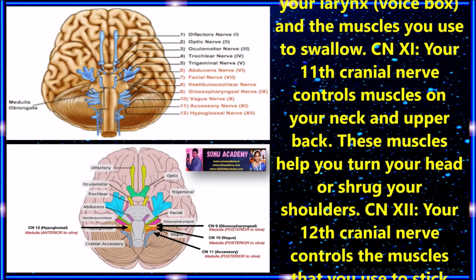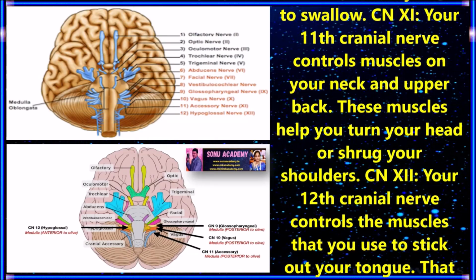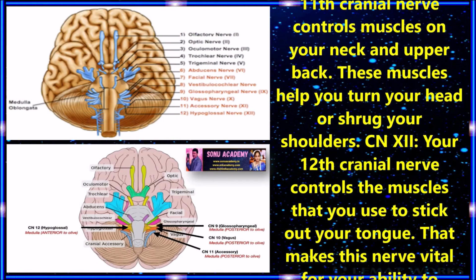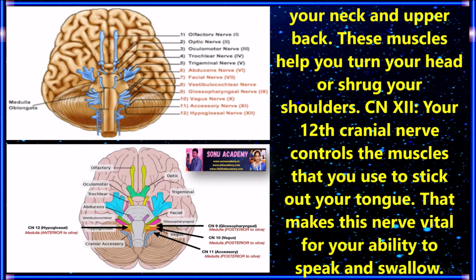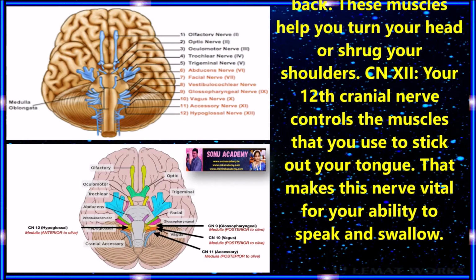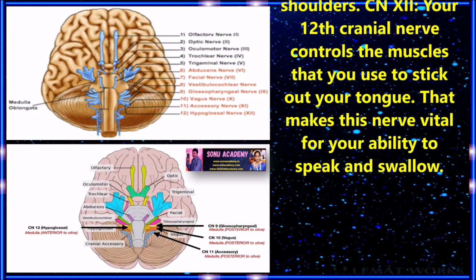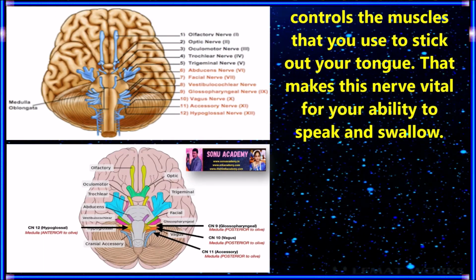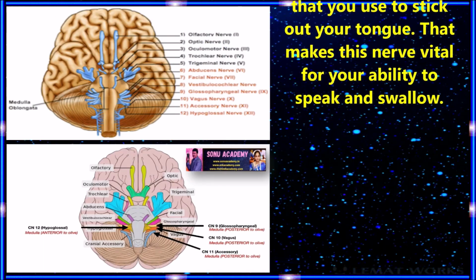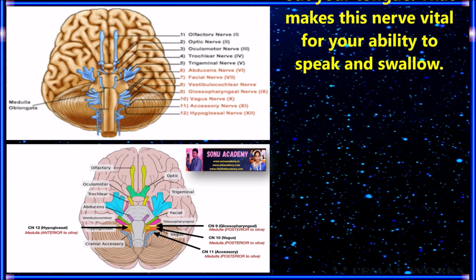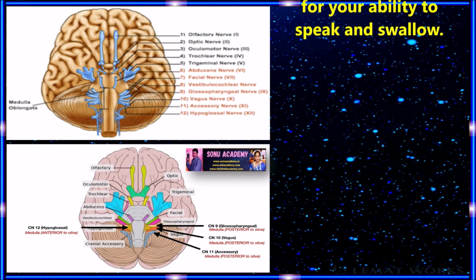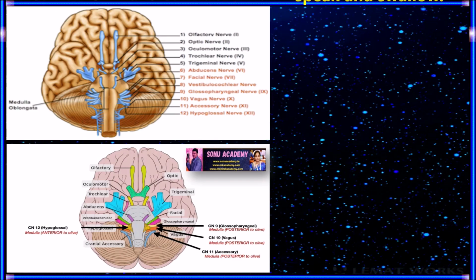Cranial nerve 11. Your 11th cranial nerve controls muscles in your neck and upper back. These muscles help you turn your head or shrug your shoulders. Cranial nerve 12. Your 12th cranial nerve controls the muscles that you use to stick out your tongue, which makes this nerve vital for your ability to speak and swallow.